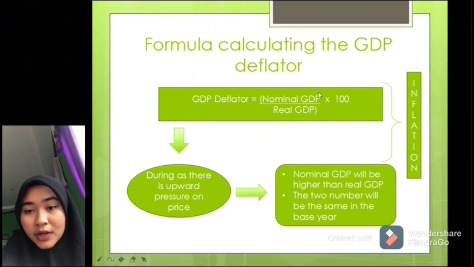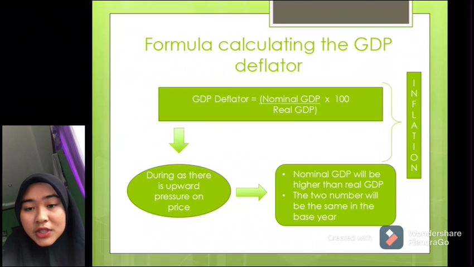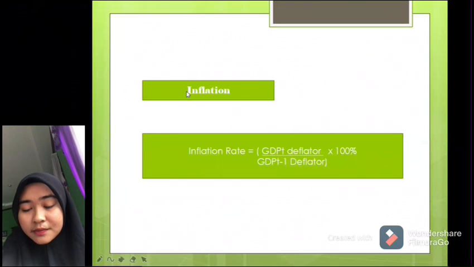Nominal GDP contains the effect of inflation and quantity, whereas real GDP is only quantity. Thus, as long as there is upward pressure on price, nominal GDP will be higher than real GDP. The two numbers will be the same in the base year. Furthermore, if we divide nominal GDP by real GDP, we will in fact get the aggregate price level. So, the change in the GDP deflator from period to period reflects the rate of inflation.